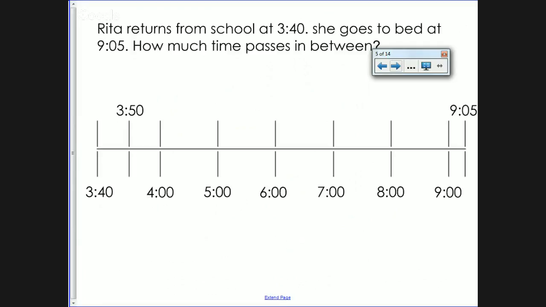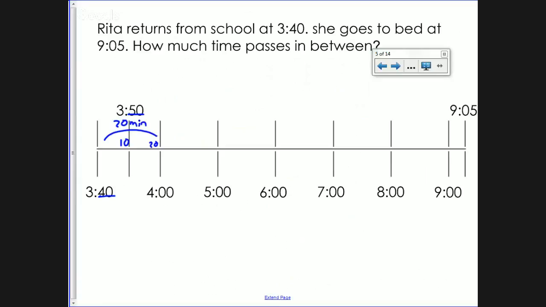Rita returns from school at 3:40. She goes to bed at 9:05. How much time passes in between? Here, the intervals look a little different. We have 40 going to 50. So now we can determine that these are 10-minute intervals right here. So that's 10. This is 20 minutes.